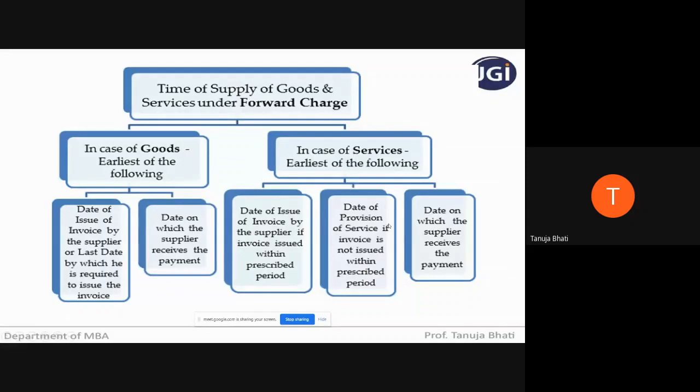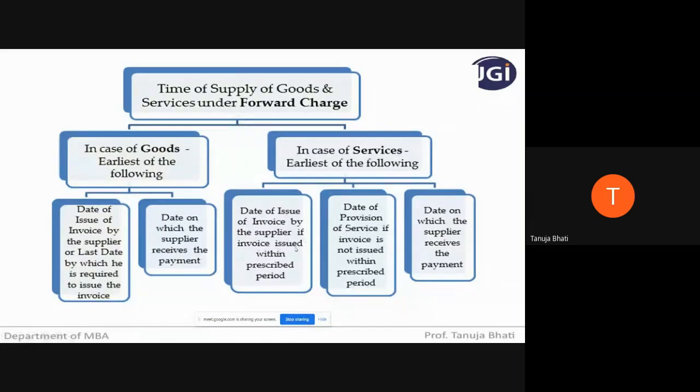Okay, students. Then in case of services, it is the earliest of the following three dates. In case of services under forward charge, you have to compare three dates. You have to not compare three dates, you have to see under which category the particular time of supply provision has to be applied. So if the invoice is issued within the prescribed period, then it is the date of issue of invoice by the supplier.